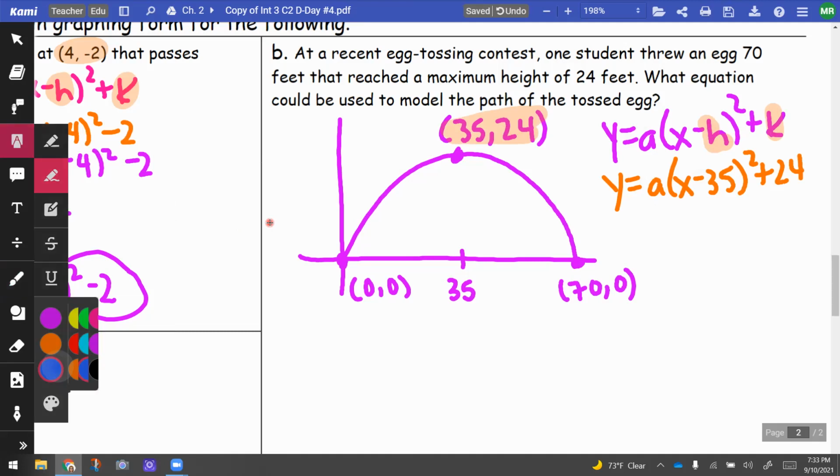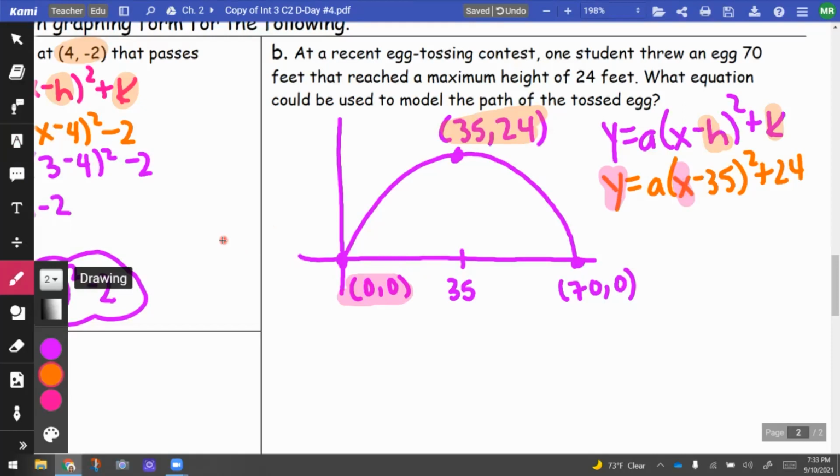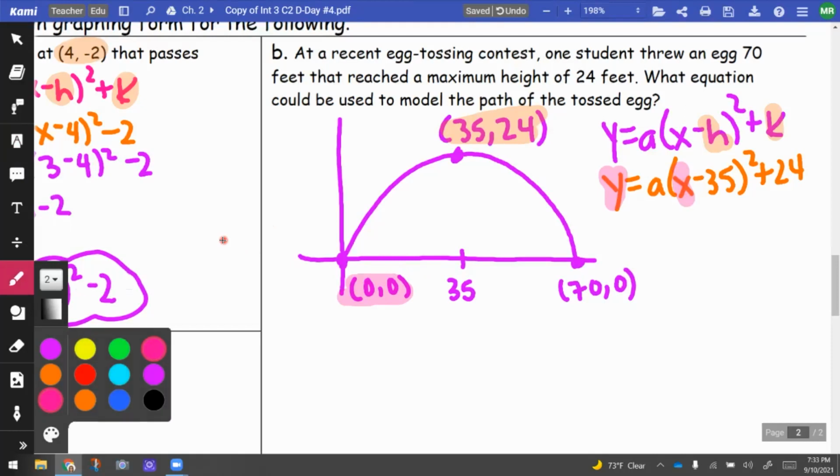Then I have a point, and so I want to pick a point that is going to go in for my x and y. So I probably would pick my 0, 0. And again, it's going to go in for my x and my y. So I'm going to have 0 is equal to a times 0 minus 35 squared plus 24. So I am going to do 0 minus 35, which is a negative 35.